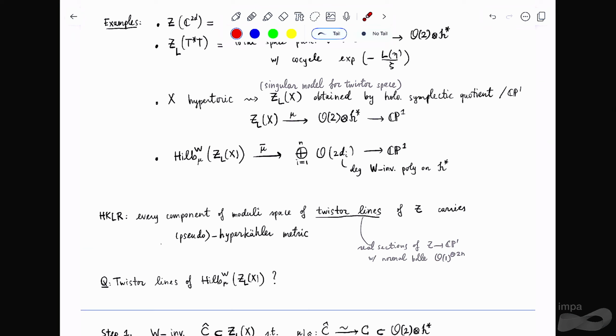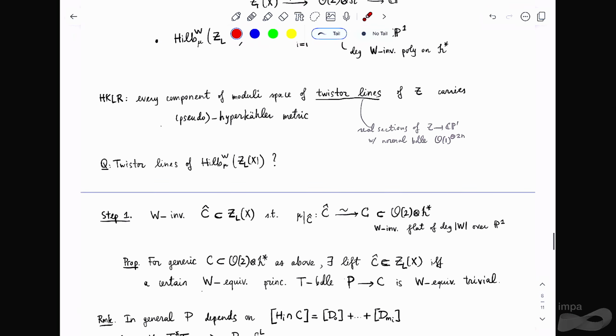Then, using the structure of the twistor space, on each component of this moduli space of twistor lines you get a hypertoric metric, with a little extra difficulty that a priori this metric has some signature that doesn't need to be Riemannian. So constructing the twistor space here was easy now. To get the hypertoric metric, you would need to find a component of twistor lines, and then prove that the metric is positive definite.